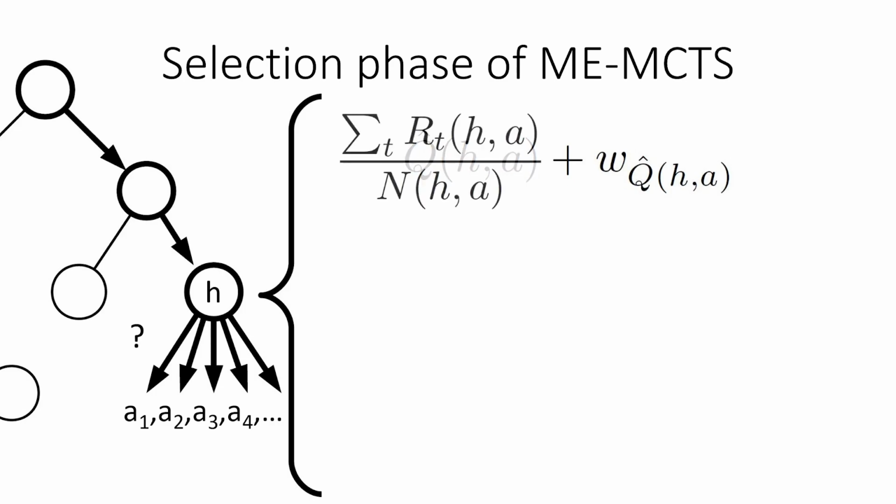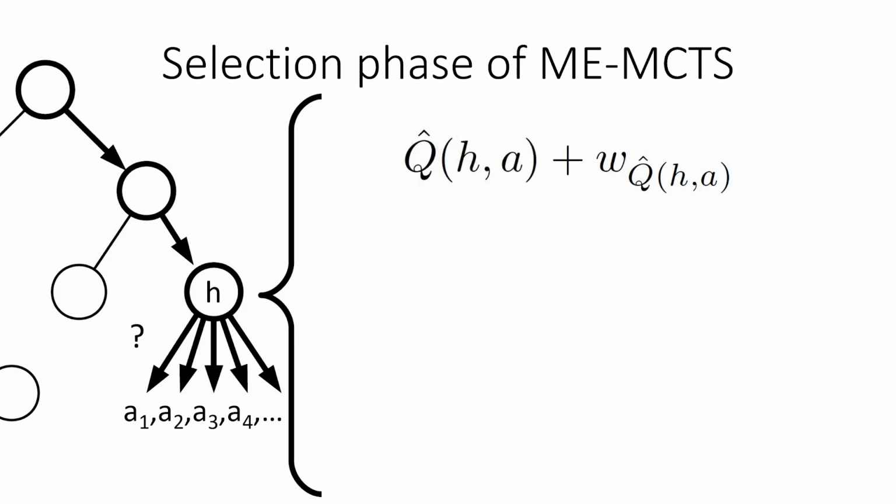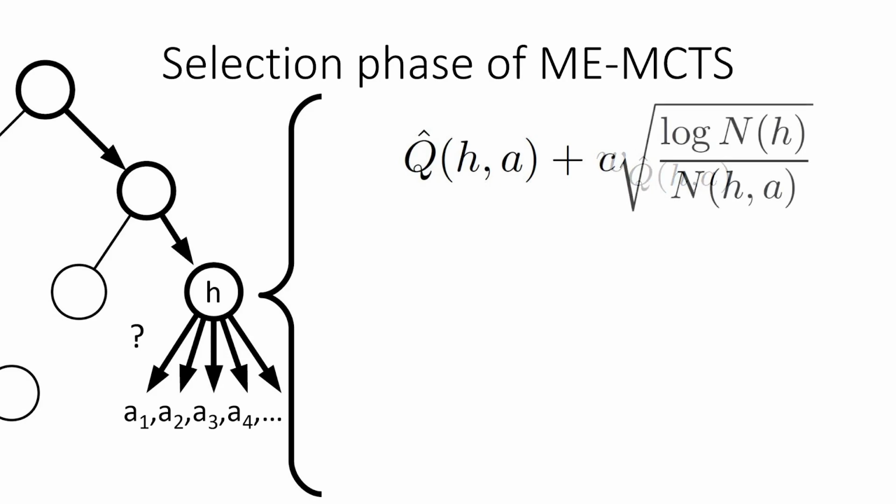In the popular MCTS variant UCT, for example, our value estimate would simply be the average of all returns that we've gotten so far when choosing action a after history h. And our uncertainty estimate would be this term based on how often we've chosen action a after h compared to how often we've seen h in total, and scaled with an exploration factor C that trades off exploration and exploitation.